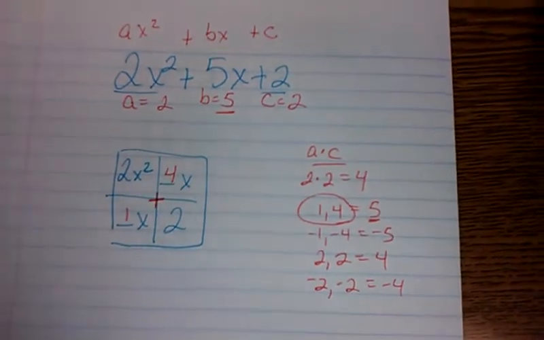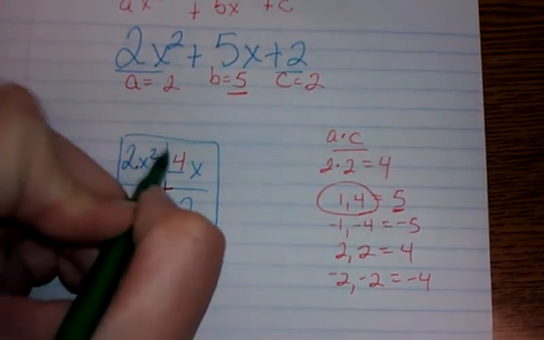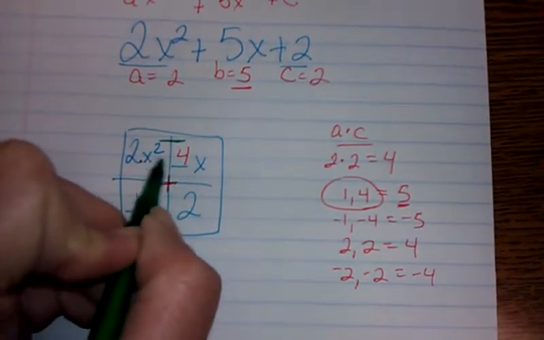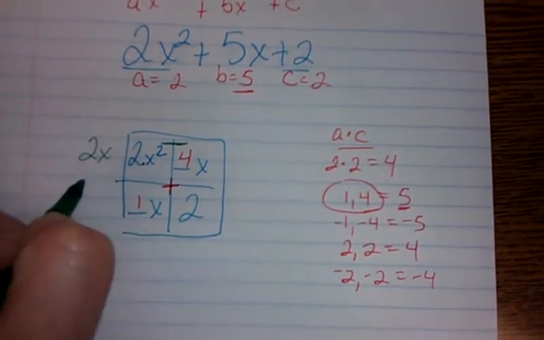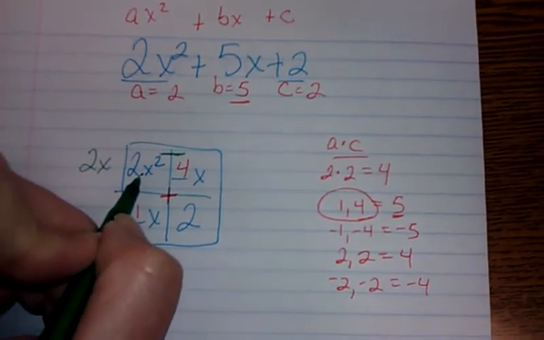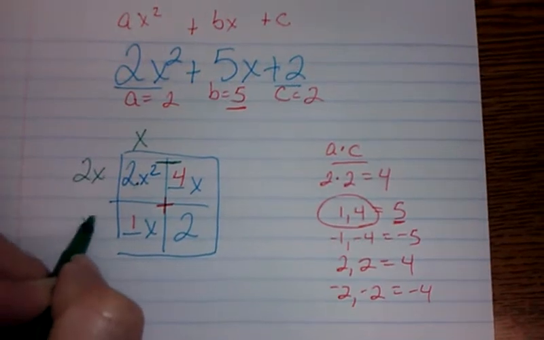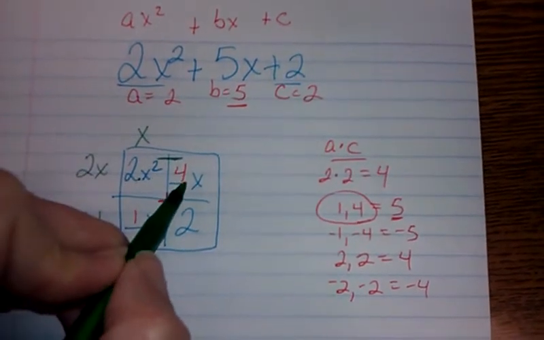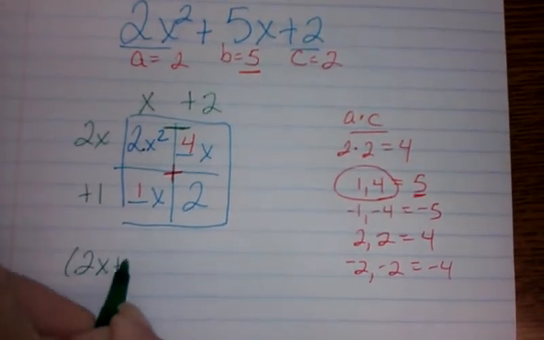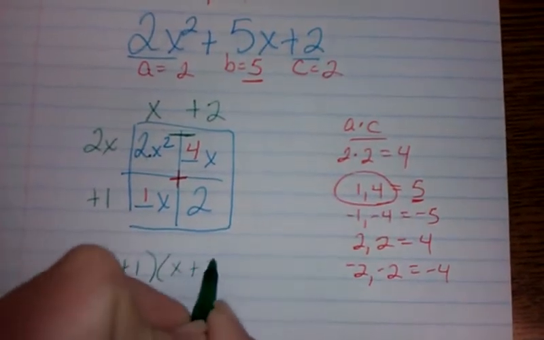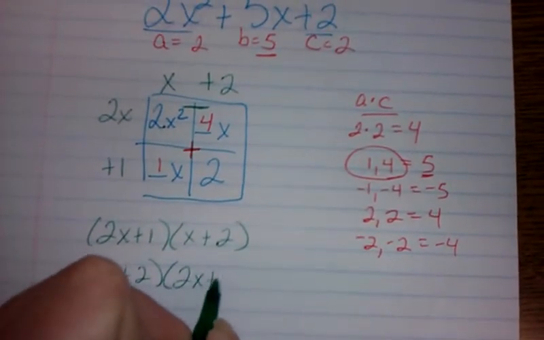It doesn't matter which blank you use it in. What does matter is how the 2x squared splits up. So you're going to look at these two boxes, and what is the GCF? What is the greatest common factor? Well, 2x goes into both of them. So 2x times what gives you 2x squared? That would be an x. X times what is 1x? Plus 1. 2x times what is 4x? Plus 2. So your factors are 2x plus 1 times x plus 2. You could write it x plus 2 times 2x plus 1. The order doesn't matter.